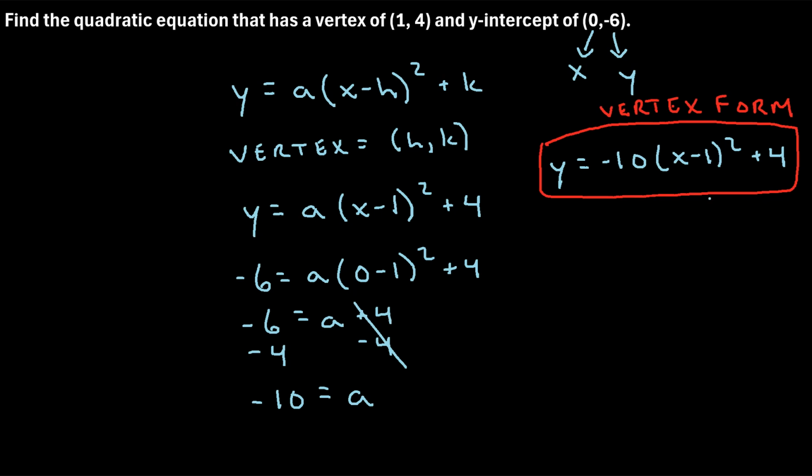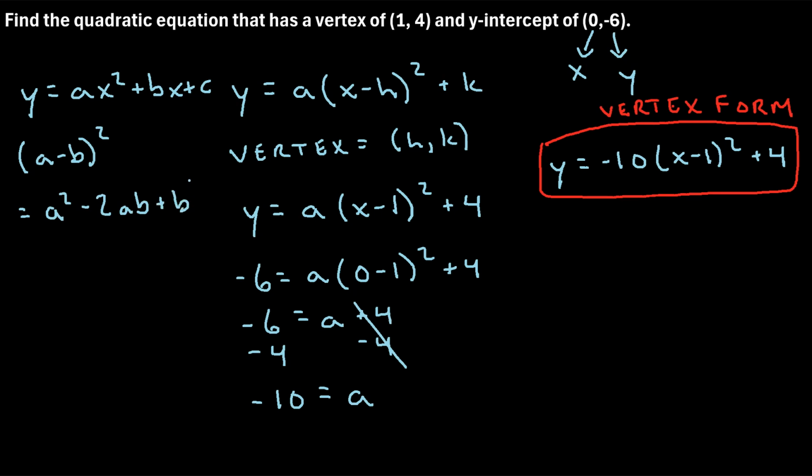If we wanted to write our solution in standard form, we could do that. So standard form is y is equal to ax squared plus bx plus c. So if we wanted to write this in standard form, here's how we would do it. We would first expand this (x minus 1) squared. So if you have an expression like this, (a minus b) squared, when you expand that, it's equal to a squared minus 2ab plus b squared. So if we were to expand that, here's what we would get.